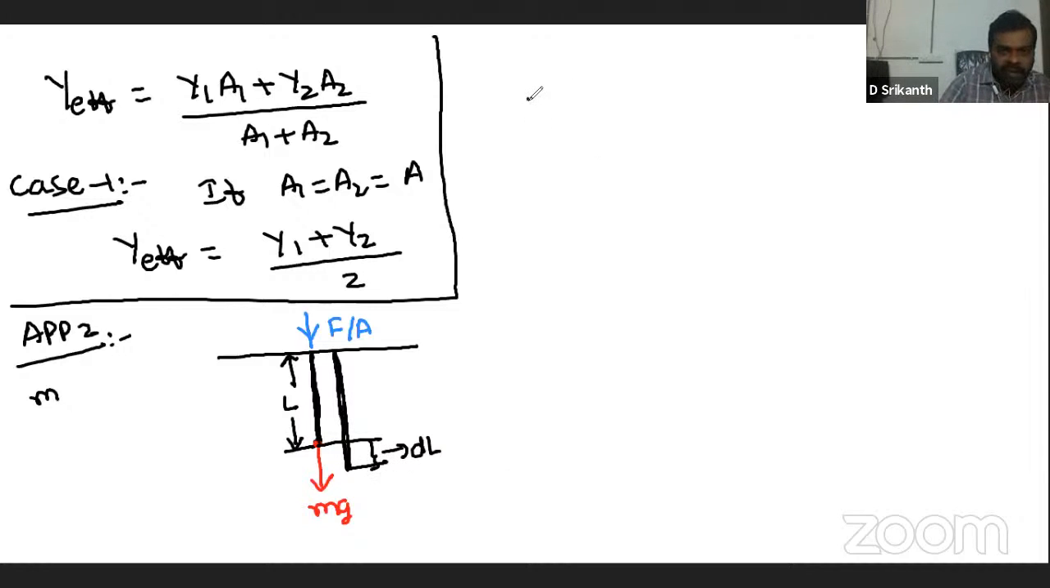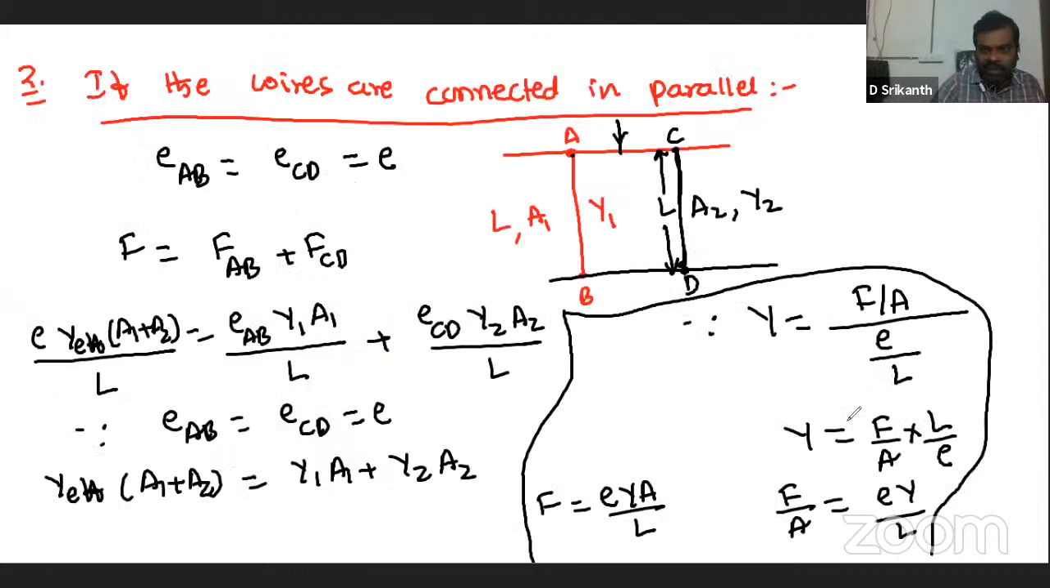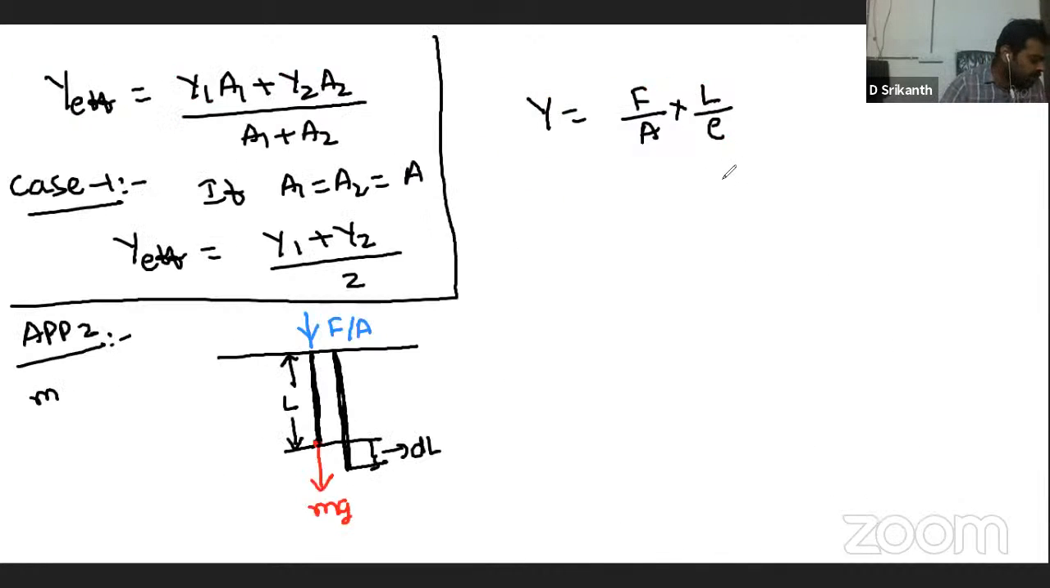Since we know that Young's modulus Y is equal to F by A times L by E, the same formula I am using. I need to find the elongation, so E is equal to F by A into L by Y. Now I am finding this small length dl.